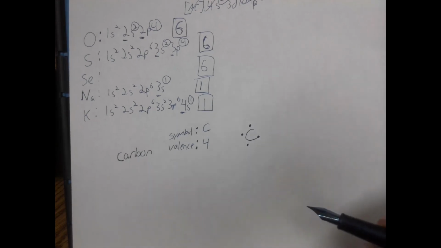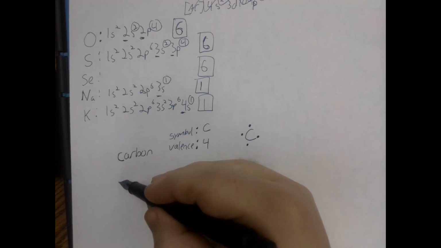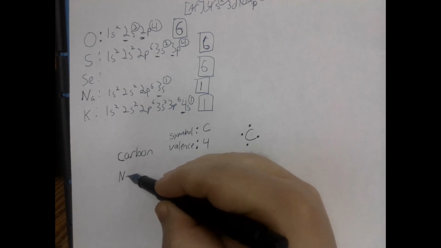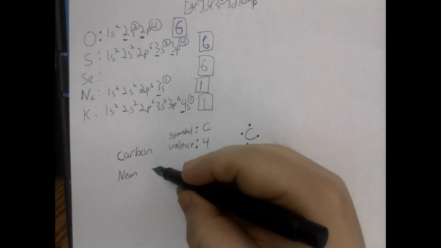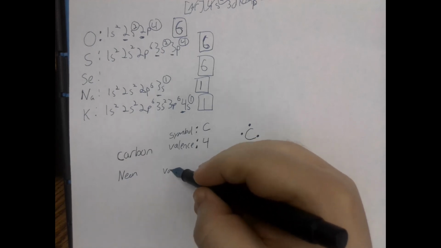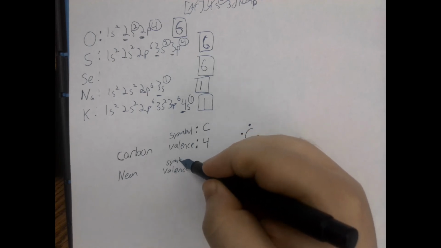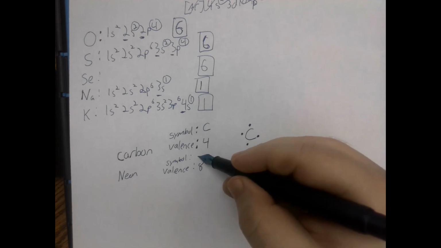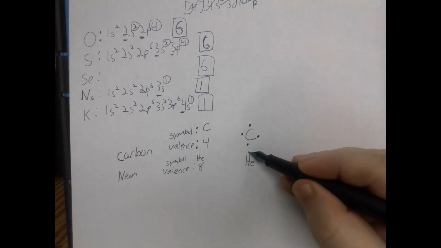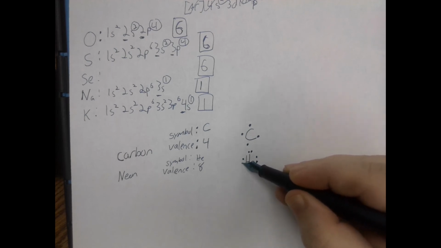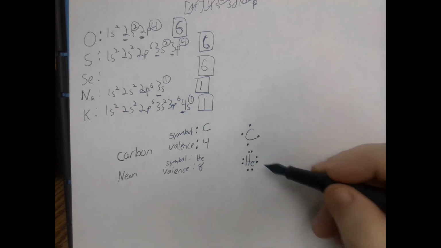Let's look at one that has a full shell so you can actually see where they all go. Let's look at neon. Neon has a full valence shell because it's a noble gas. Full means 8, unless you're hydrogen or helium. Its symbol is He. If you're putting 8 dots around it, imagine a square around it, and 2 dots on each side.